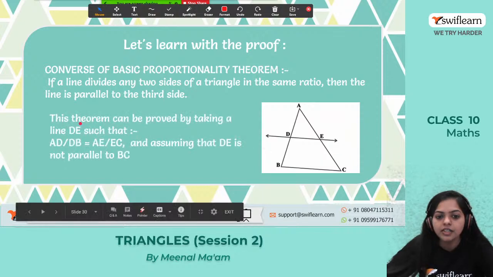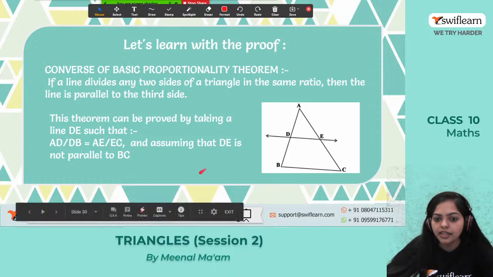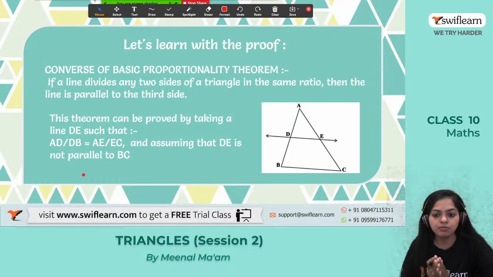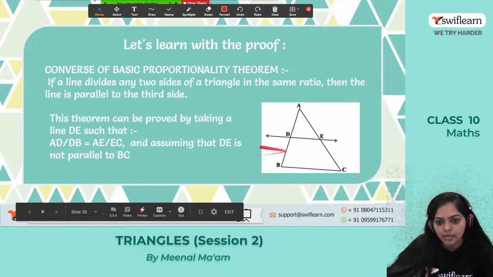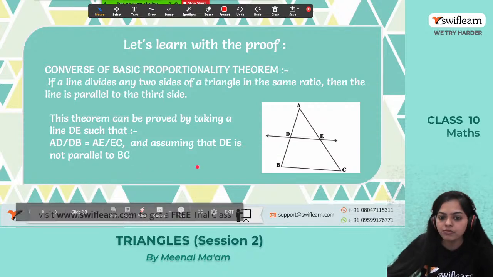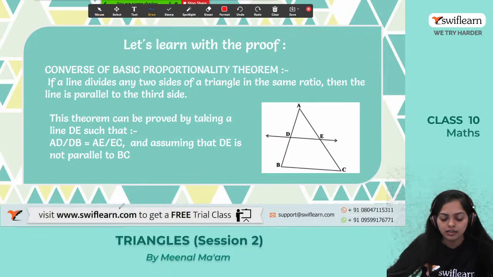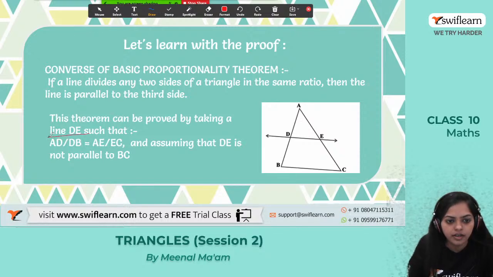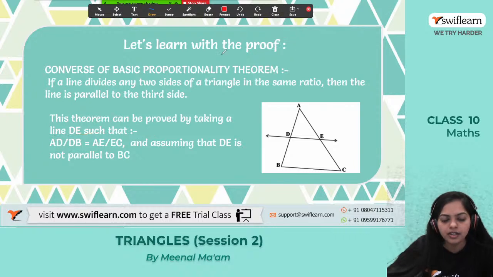Now, this theorem can be proved by taking a line DE such that AD upon DB is equal to AE upon EC, and assuming that DE is not parallel to BC. First we will assume that DE is not parallel to BC, and then prove that DE is parallel to BC. But this statement is actually given: AD upon DB is equal to AE upon EC. We have to keep this first point in mind. Now let's move on to the proof of this theorem.